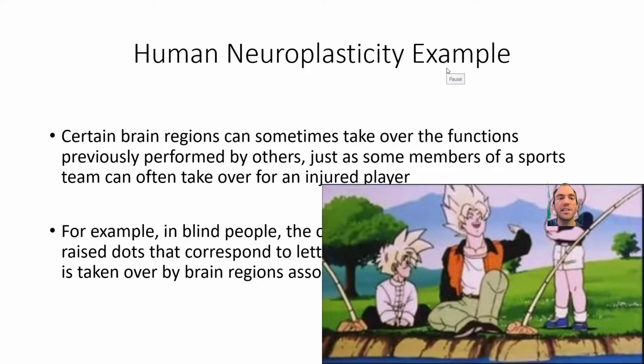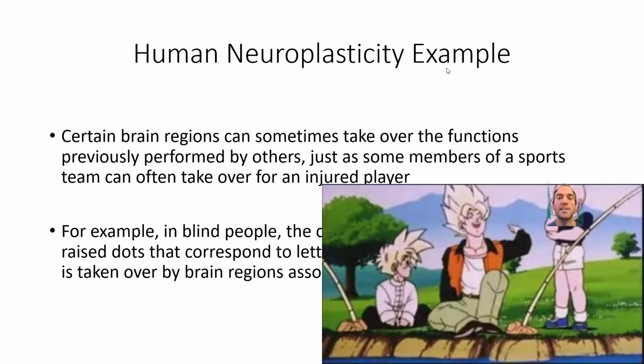And then an example in humans: certain brain regions can sometimes take over the functions previously performed by other brain regions, just as some players of a sports team can often take over for an injured player. For example, in blind people, the capacity to read Braille, that is a system of raised dots that correspond to letters in the alphabet, with their fingers, is taken over by brain regions associated with vision in sighted people.